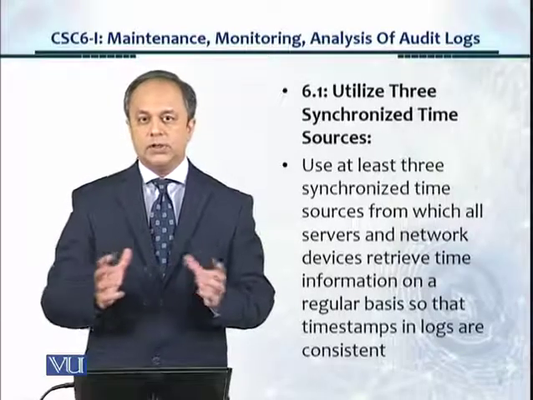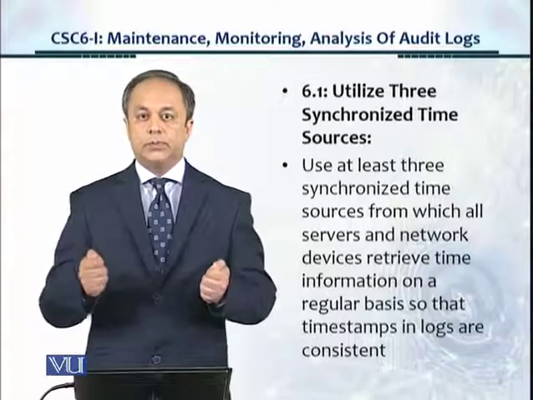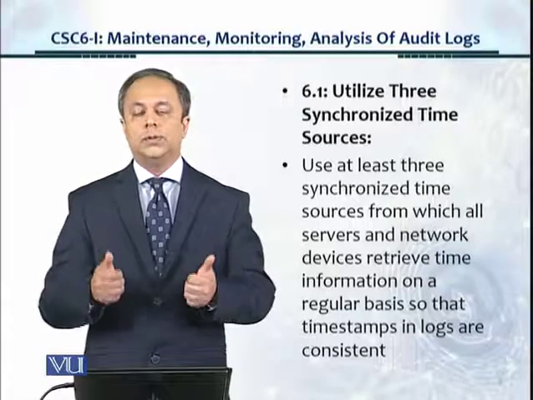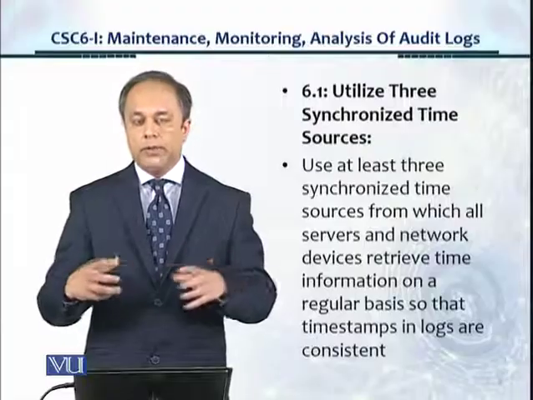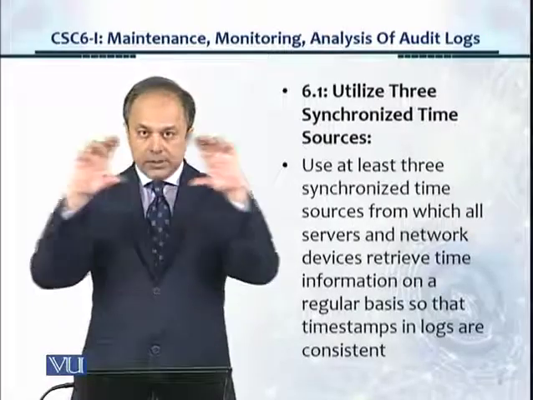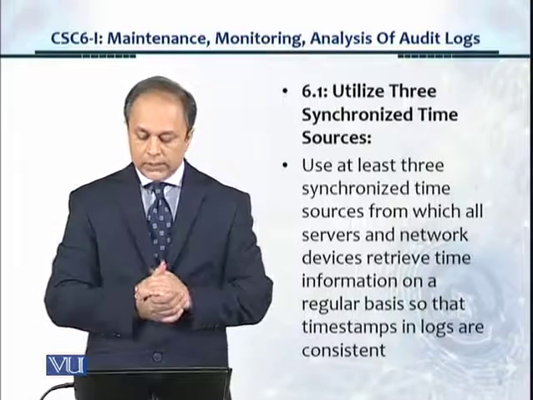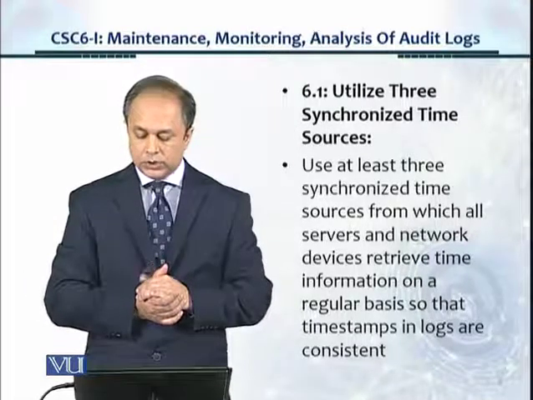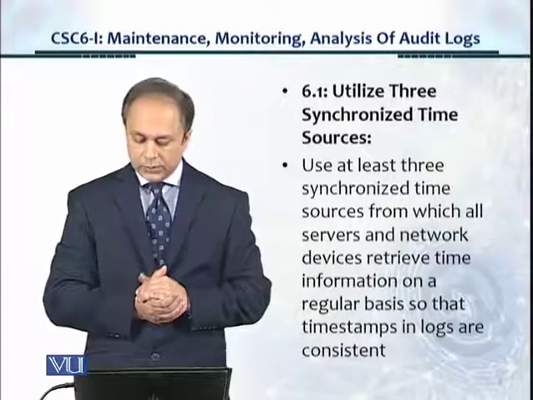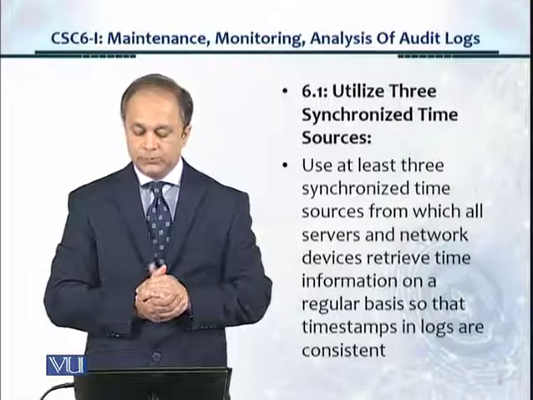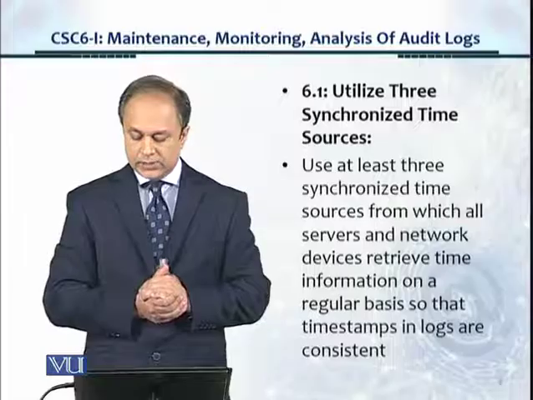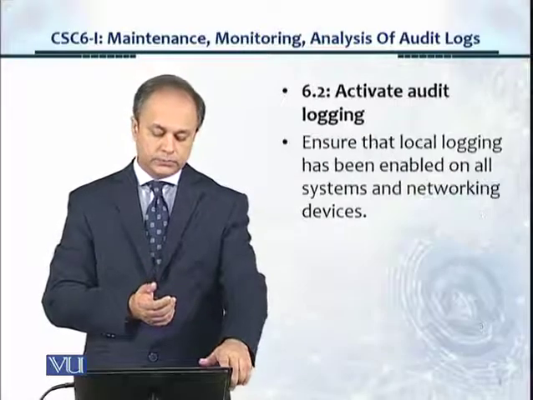If there's a difference in the timestamp on the logs or on the systems, we are not able to trace what actually happened in a specific time window because the time is off. The control says to use at least 3 synchronized time sources from which all servers and network devices retrieve time information on a regular basis so that timestamps in logs are consistent.